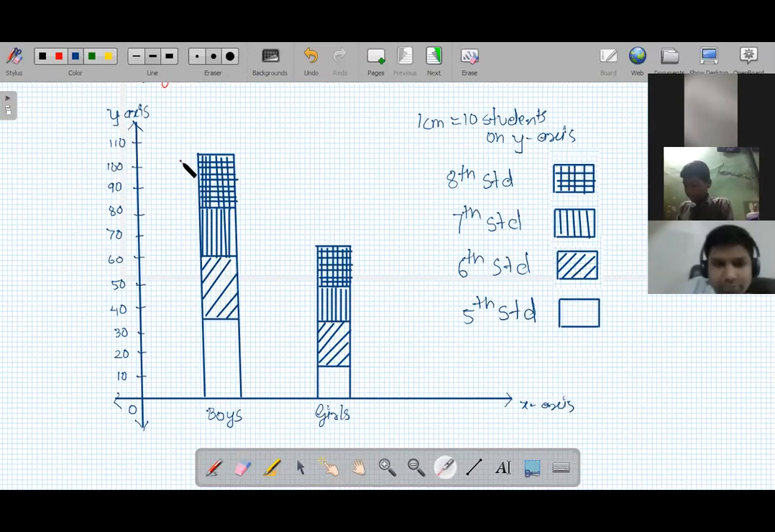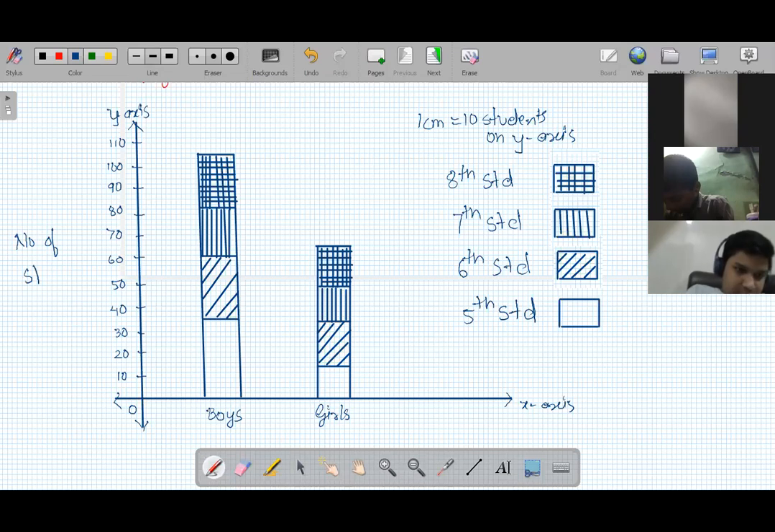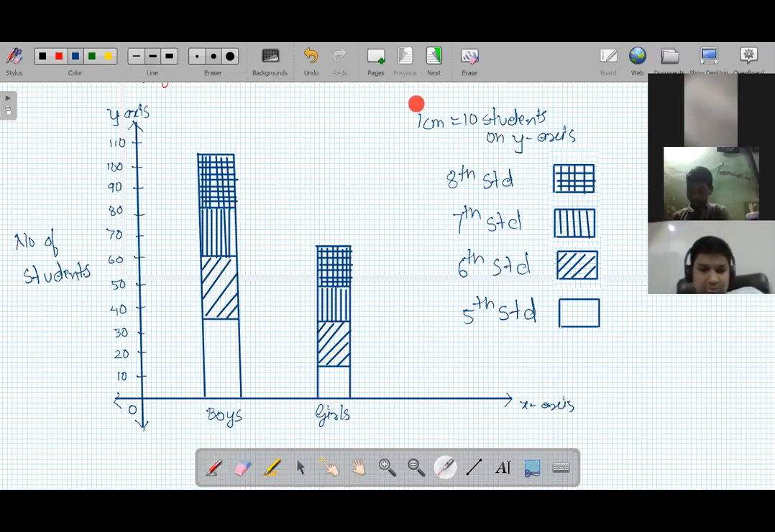Okay, note one thing. One thing I did not write here. Here we'll have to write, our y-axis denotes number of students. Okay, the labeling. Y-axis is number of students. And x-axis we have labeled, the bar denotes boys and girls. And also there has to be a scale. Okay, this is called a scale. 1 centimeter is equal to 10 students on y-axis. This is called the scale of your graph.